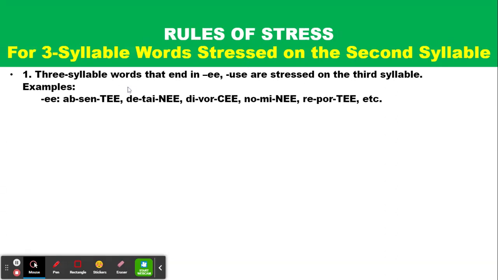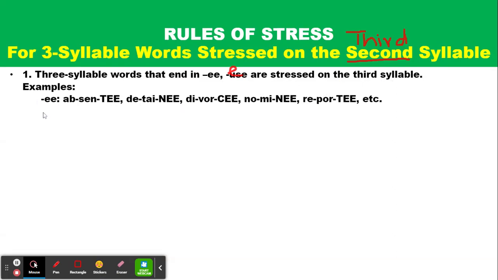And then here we have rules of stress for three-syllable words stressed on the third syllable. Actually, the earlier heading is a typo. We are through with the ones stressed on the second syllable, so this one refers to three-syllable words stressed on the third syllable. So take note of that. And the rule states that three-syllable words that end in EE or ESE, not USE, are stressed on the third syllable.